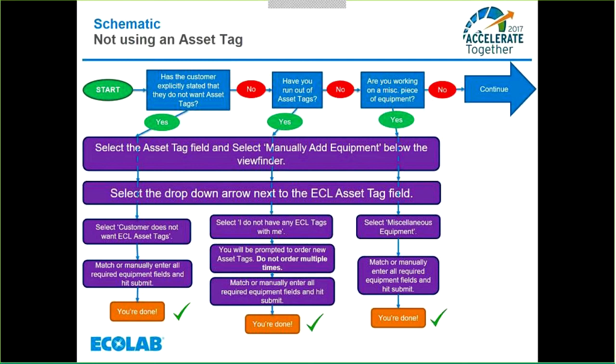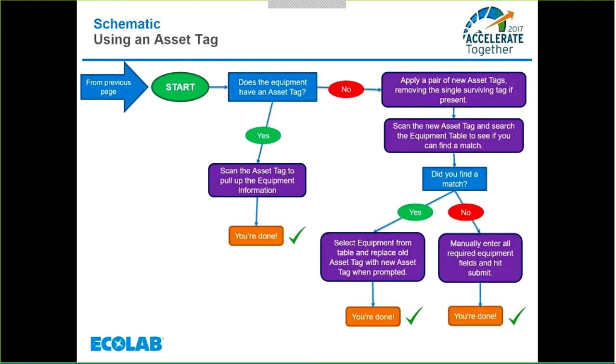Here's a schematic when you are not using an asset tag to help you make the correct decision and process. This will be included in Fluix for further referral. This schematic shows the decision tree analysis for when you are using an asset tag. Again, this will be included in Fluix for your later referral.